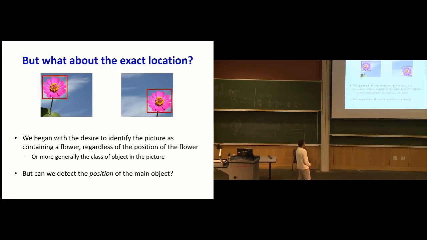Now, final bit. Let's loop back to the beginning. We started off with the desire to identify this picture as containing a flower, regardless of the position of the flower, or regardless of the class of the object. We wanted to identify the class. But we started off saying, okay, I'm going to scan for a flower. This means that if you detected a flower, there was a notion of a location of a flower. That notion has been lost. So how can we recover it? How do I know where the flower is? It turns out it's very straightforward to do.